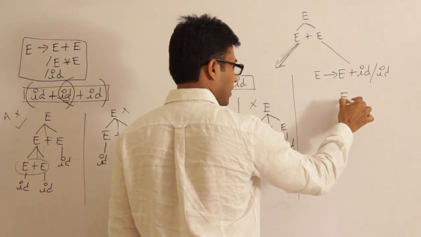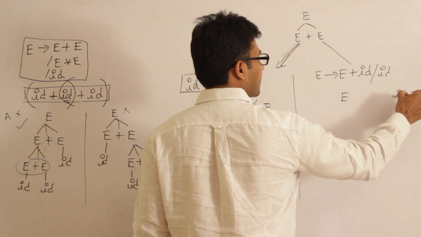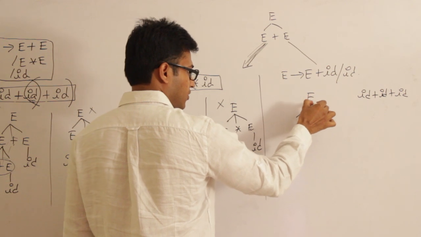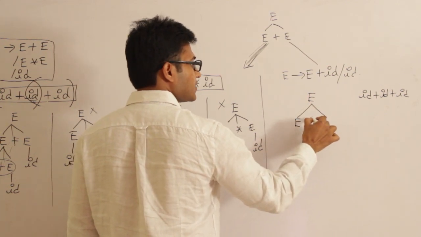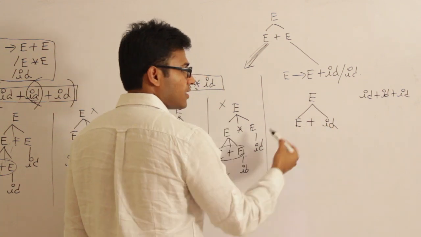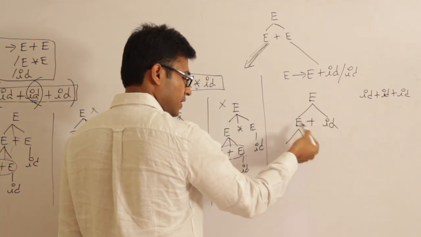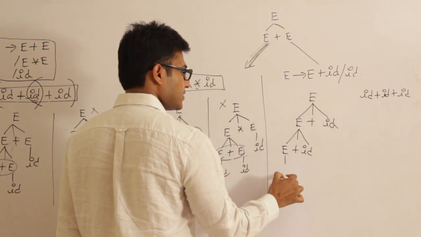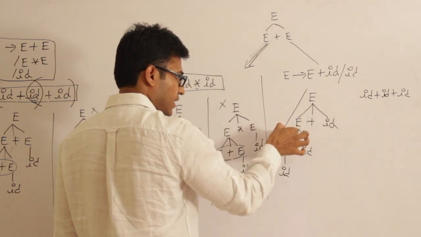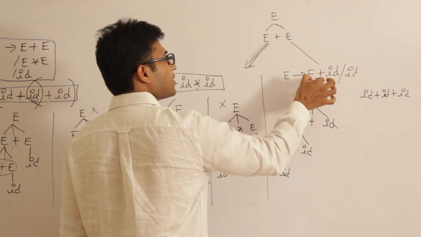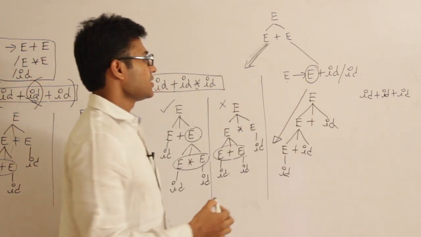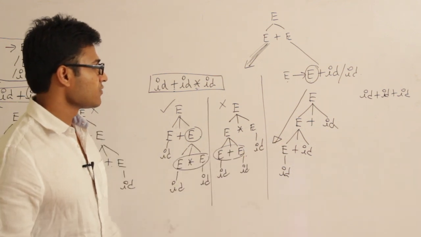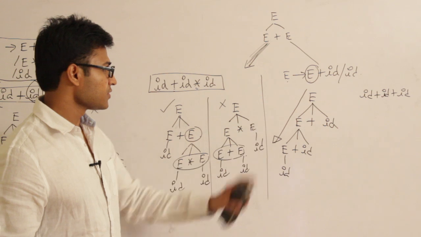See this? If I want ID plus ID plus ID, then I am going to write it as E derives E plus ID, and there is no other way I could grow. I could only grow it on the left-hand side, which means again E plus ID, and finally this E is ID, which means I am growing in the left direction because the grammar is defined as left recursive. That is the reason why I am growing like this. So is there any other possibility of getting one more parse tree for the same string? There is no way. This is the only parse tree.